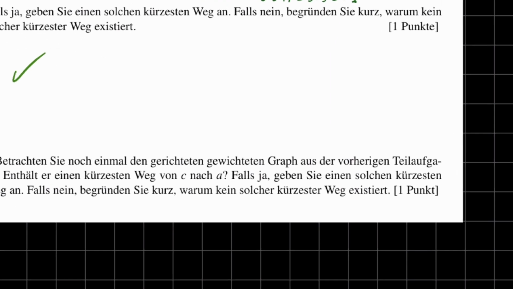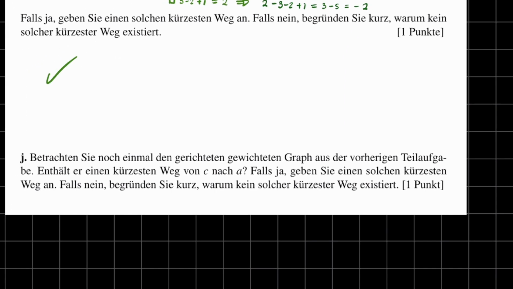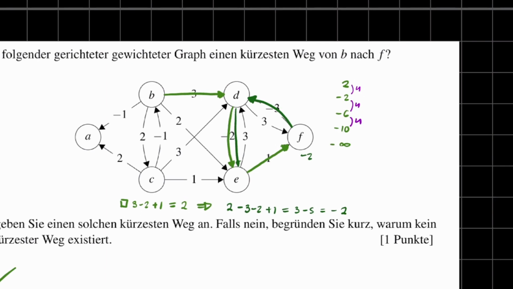But what happens here, it says we have to check again the Teilaufgabe, but we want to check from C to A. Okay, let's check C and A. That's an actual brand, C and A. It's like a clothing brand. What am I saying, dude?